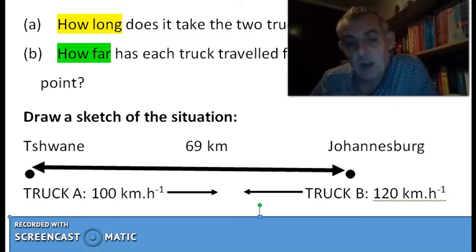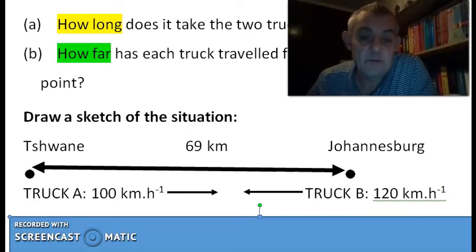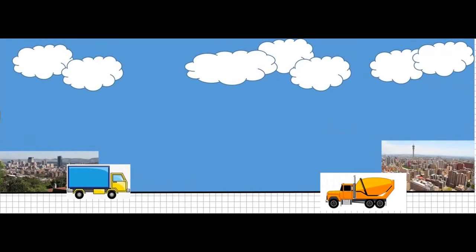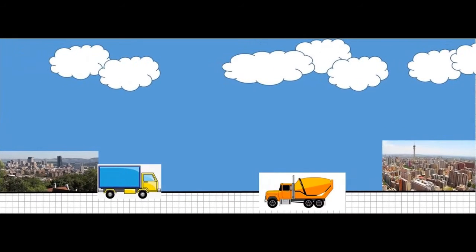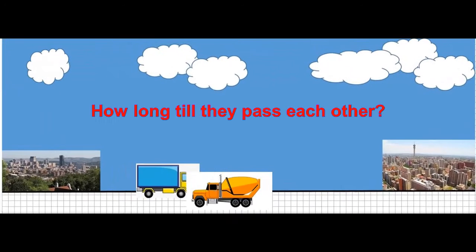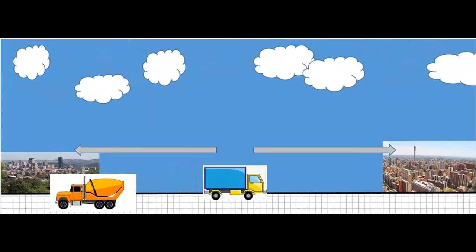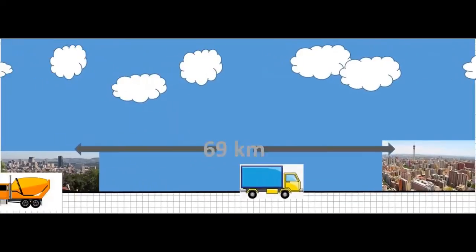Now, because this is a support video, I want you to really picture this. So I created an animation using stop motion. So let's watch that quickly. Here is truck A and truck B, Johannesburg, Tshwane, one traveling at 100 kilometers per hour, the other at 120. So at what time or how long does it take before they cross each other? And that's what this video is all about.